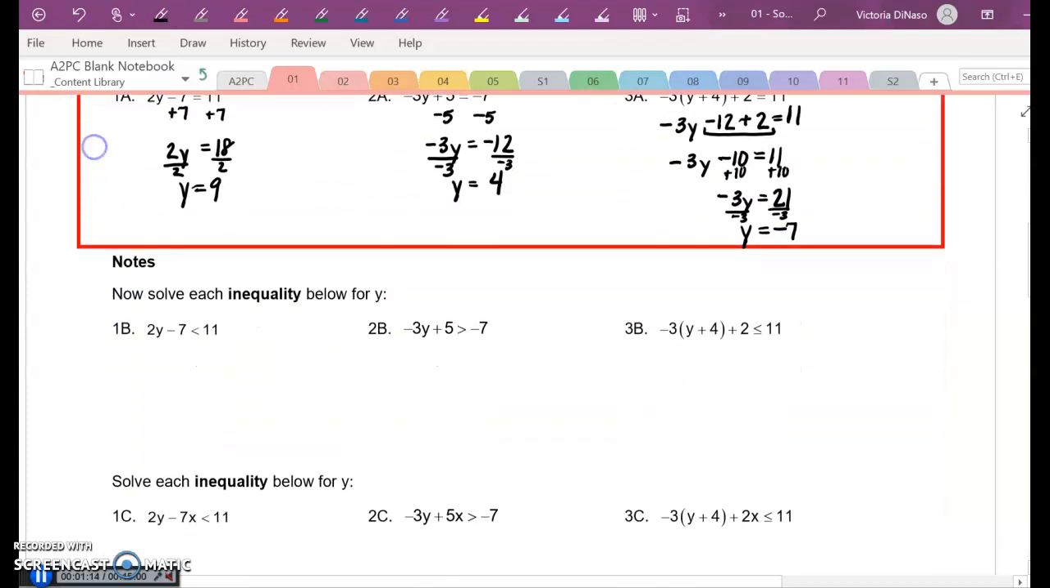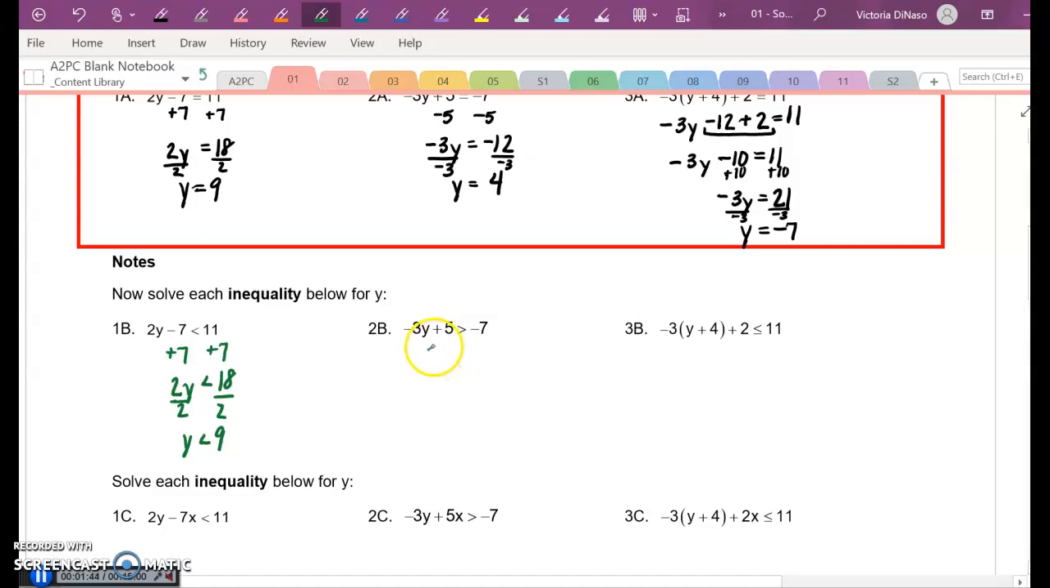For our notes, we're going to now solve each inequality below for y, starting with number 1b. So just like our warm-up, we can go ahead and add 7 to each side. So we have 2y is less than 18. When I divide each side by 2, we're left with y is less than 9. So we're treating this inequality just as if we would an equal sign. So we're solving exactly the same way.